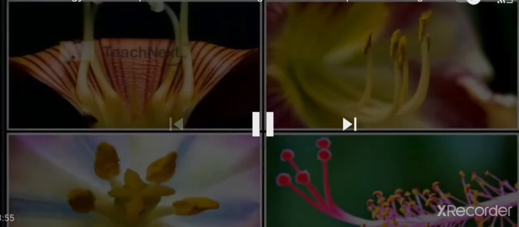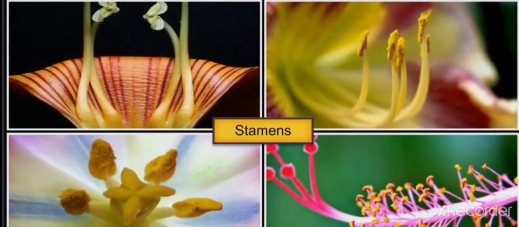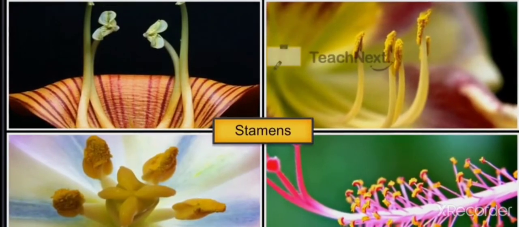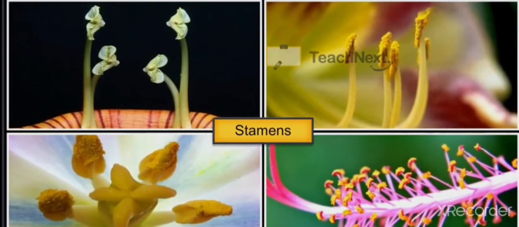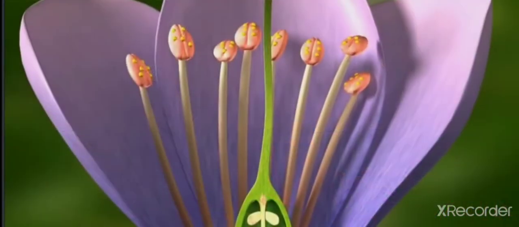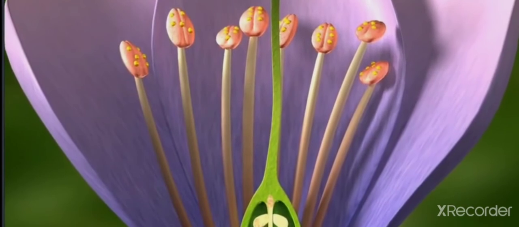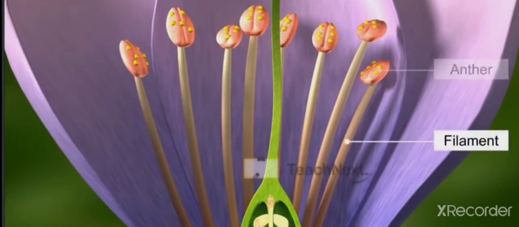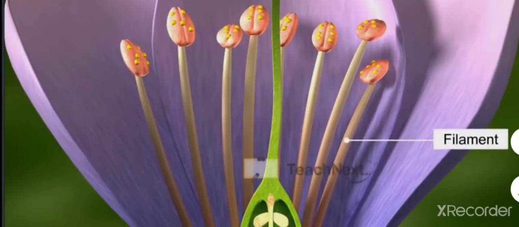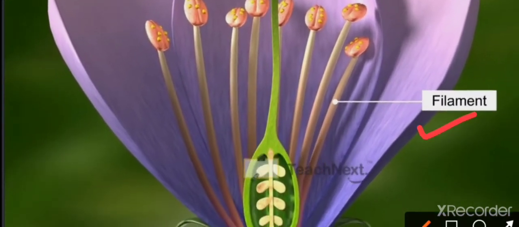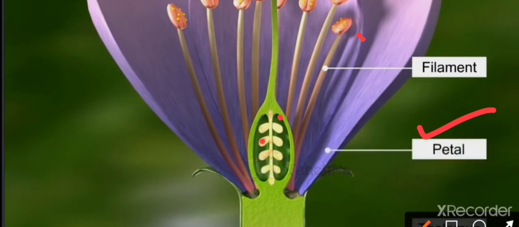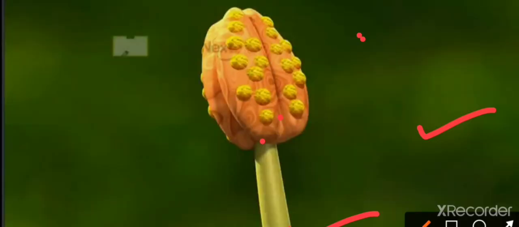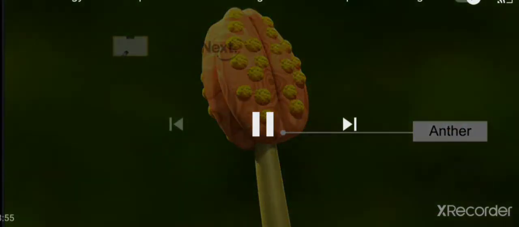So these are the different parts of a flower, and you can see androecium is the male part. It consists of the stamens. See here you can see the stamens in different size and colors, isn't it? But even though the stamens are seen in different size and color, its parts are the same, isn't it? And the stamen has 2 parts, that is filament, and here it is the anther. You can see the filament is attached to the thalamus. In some cases the filament is attached to the thalamus, or in some cases it is attached to the petals.